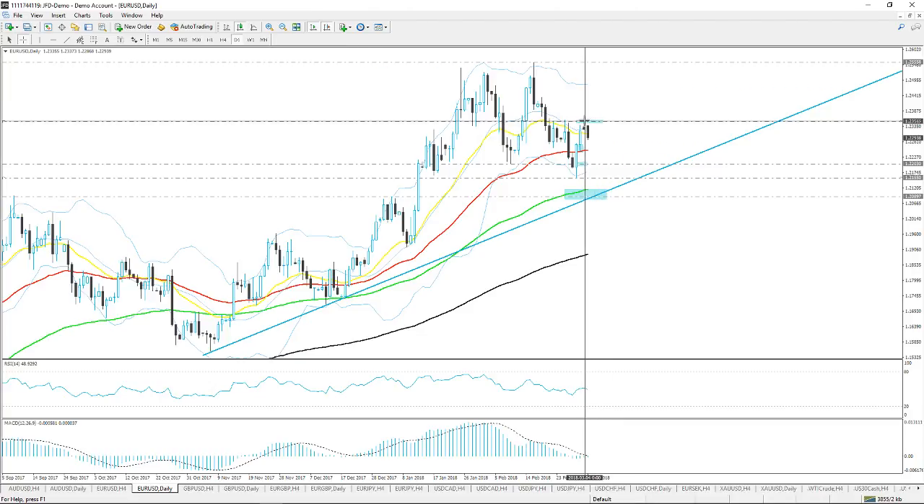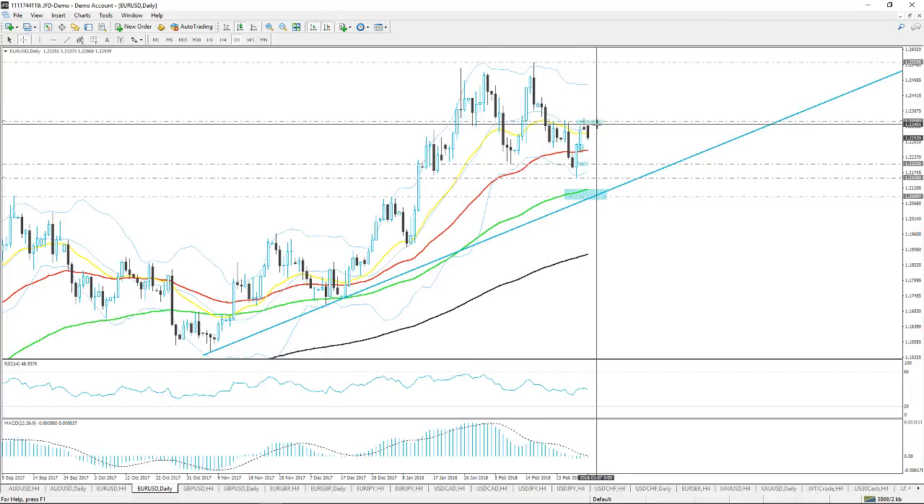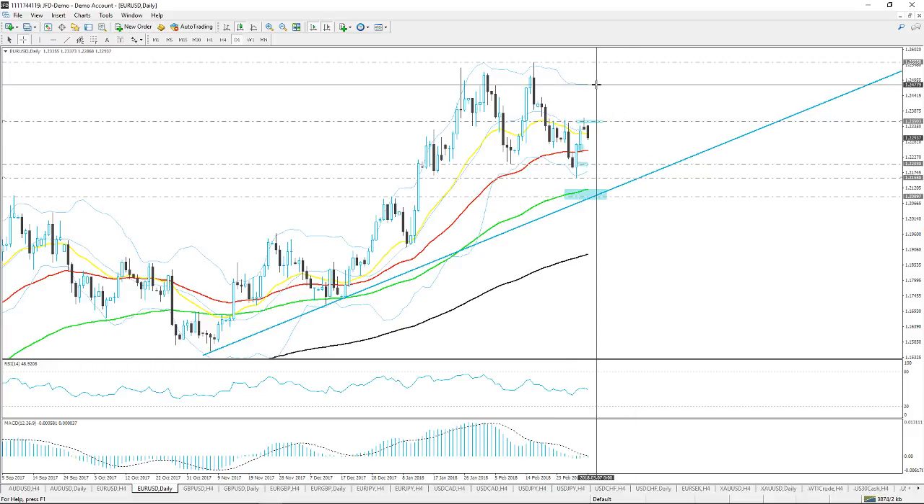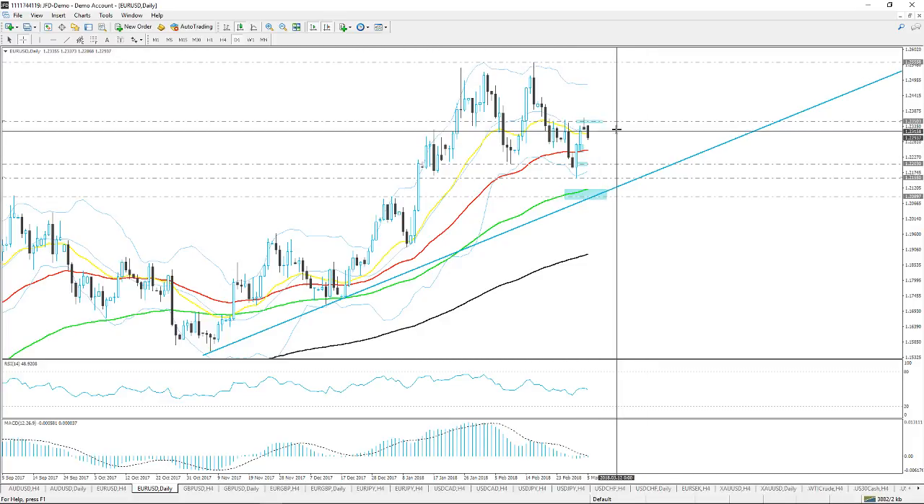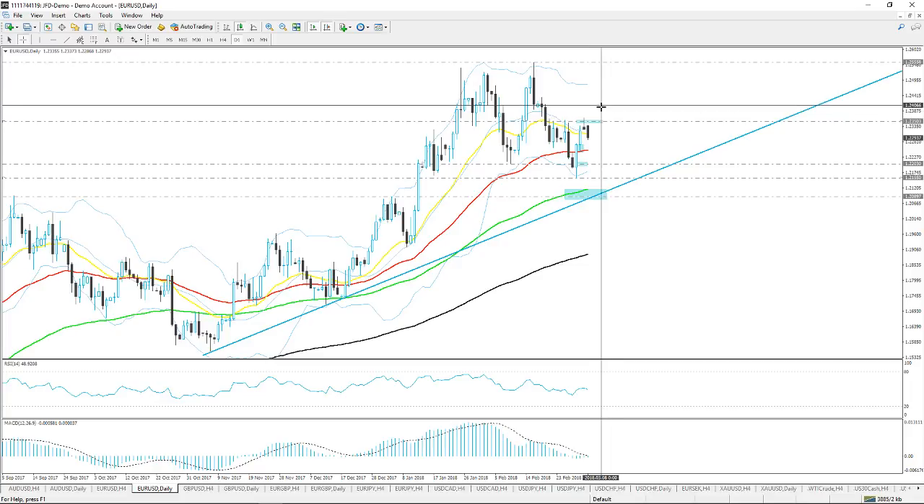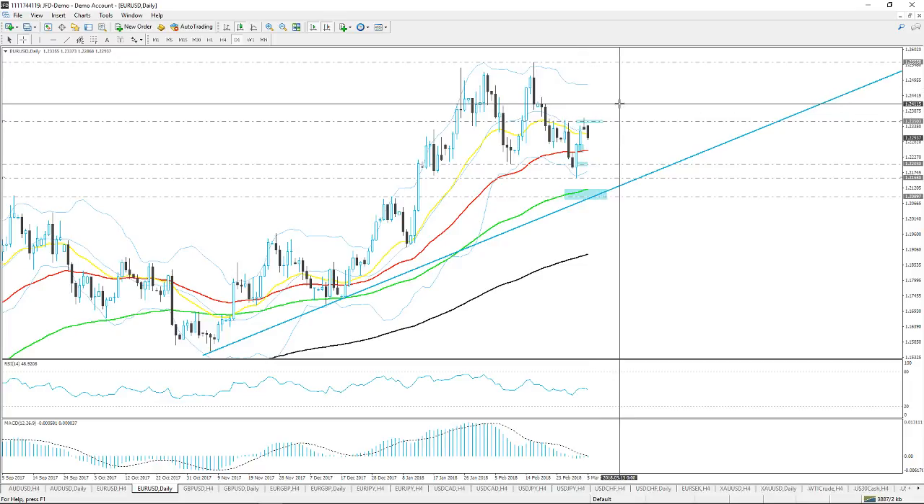Now this area also proved to be an important level in the past, and if we get a break above this, then it's opening the path towards higher levels, maybe towards these previous highs here at 125, 150, and around that area. So if we get a break above this, then yeah, watch out for 125.